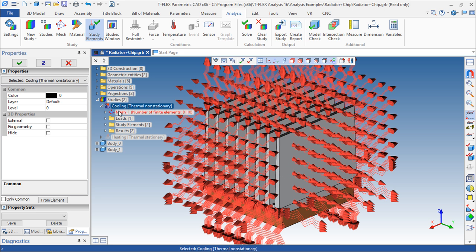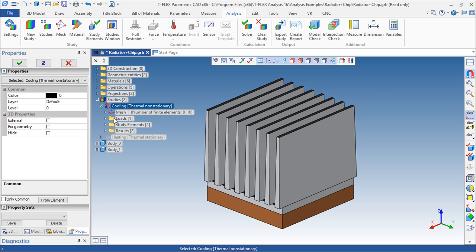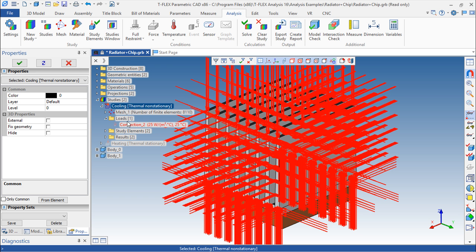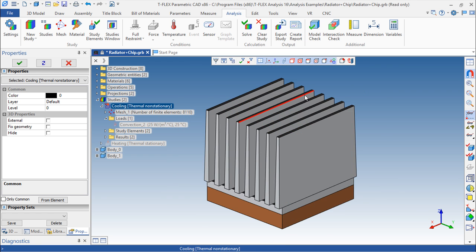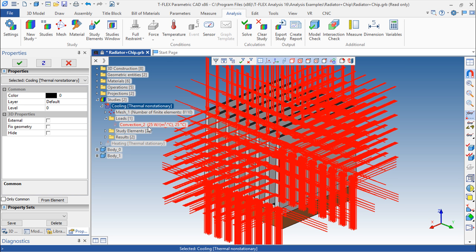Then we have another one, new study, this time a non-stationary study, which has the purpose of calculating the time of heating up the radiator. So the idea is to create a study, also a mesh. It is the same, and the only difference is that I have a convection also in this radiator. The other one was 15, now 25 watts per square meter at an environment temperature of 25 degrees Celsius.